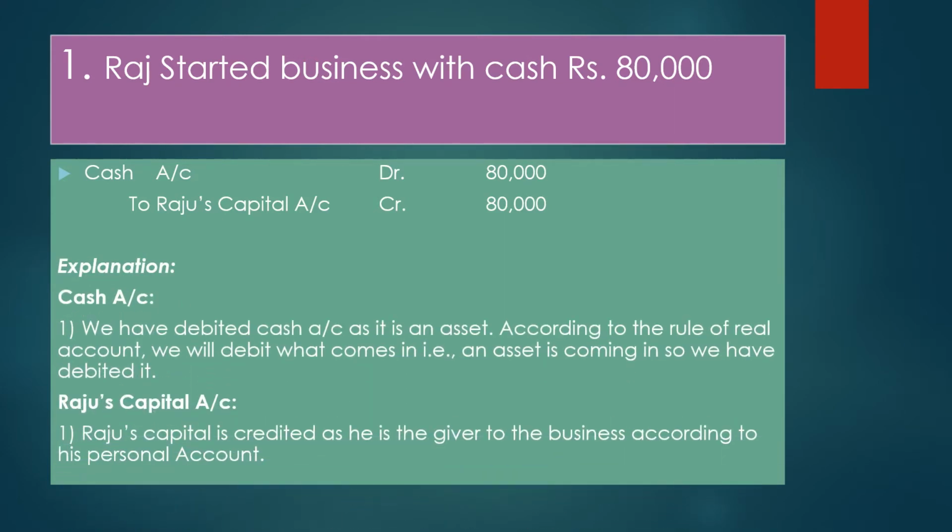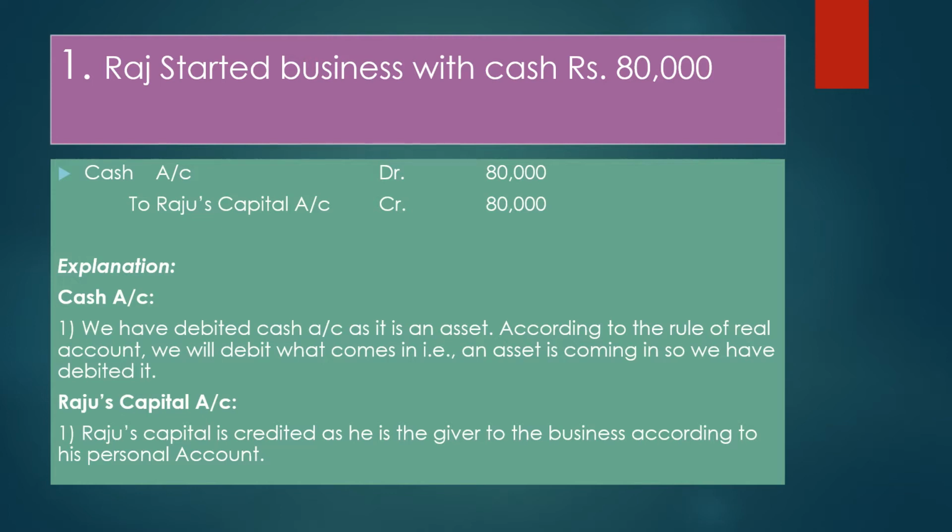First, cash account. We have debited cash account as it is an asset. Yes, I think you all have understood this. According to the rule of real account, we will debit what comes in. That is, here, asset is coming in. So we have debited it. Yes, we have discussed just now.